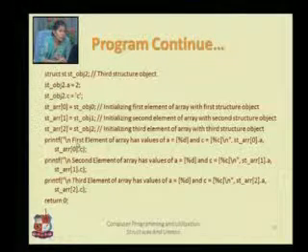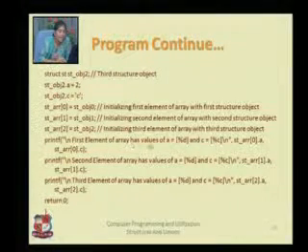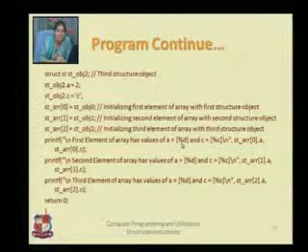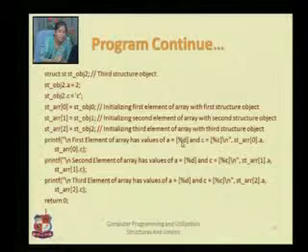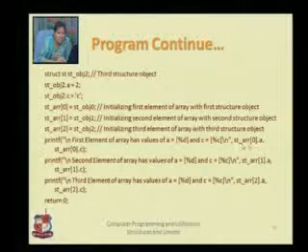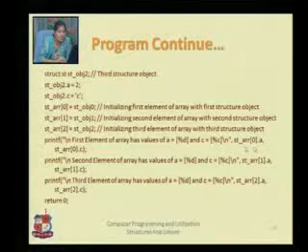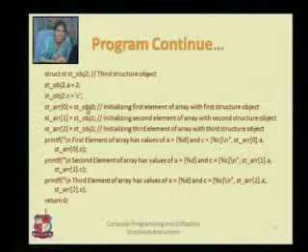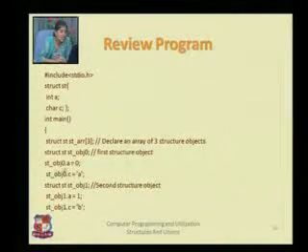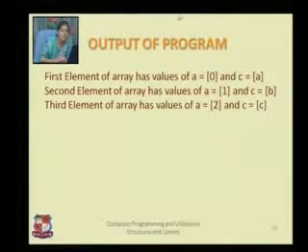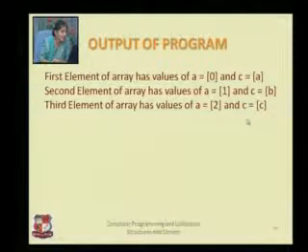The output will be: first element of the array has a value of a equal to, here %d would be what? The structure array of 0 dot a. Structure array of 0 is what? It is st object 0, and st object 0's a value is what? 0. So the output will be 0 here, and in the same way for the others, right? Hope you guys are getting this program.